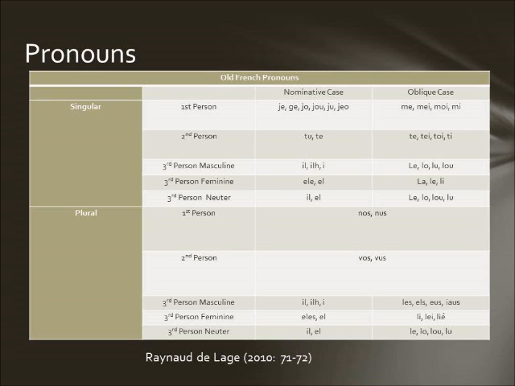And if we look at the oblique case now, we can see that there's quite a bit of variation. Me, mei, moi, me for the first person singular. And it's actually interesting, the pronouns actually come from Latin based, except for the third person, they actually come from demonstratives in Latin. So first person, second person, plural, and singular come from pronouns, but third person actually comes from demonstratives in Latin. And so I've taken these pronouns from Renom de l'Age 2010, pages 71 to 72.